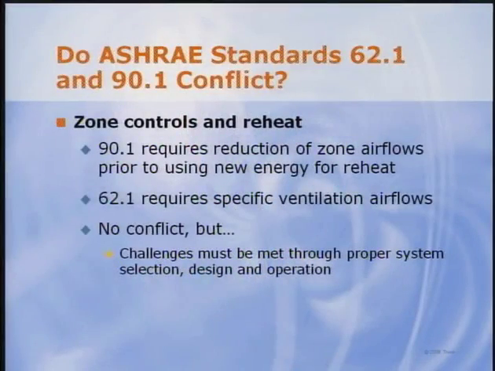Finally, we looked at zone reheat for temperature control and saw that 90.1 requires the zone airflow to be reduced prior to using new energy for reheat. This can be a challenge since Standard 62.1 requires minimum ventilation in the breathing zone. Steve pointed out that while there are no conflicts, the solution is to properly select, design, and operate the system. He reminded us to be realistic when calculating outdoor air rates and to use transfer air in critical areas to reduce the amount of outdoor air required. Fan-powered boxes can really help us here.